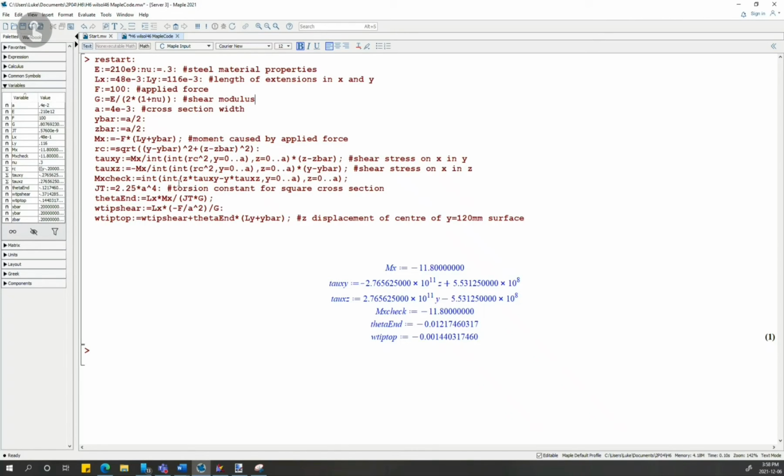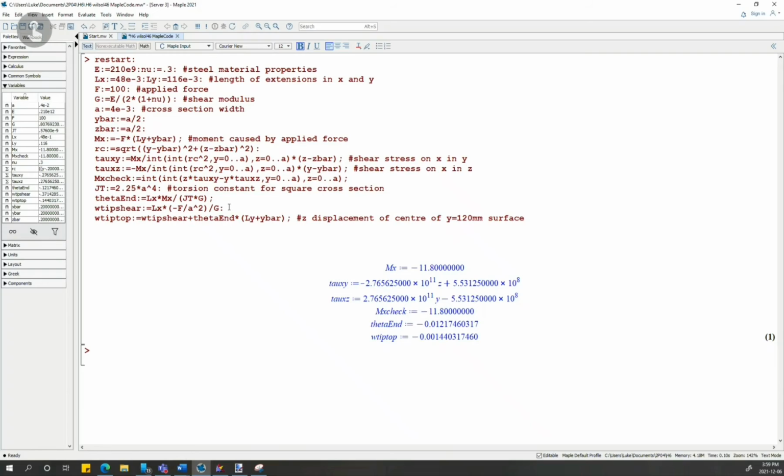values. Then we have the torsional constant, which for a square cross section is found from the formula in the notes. And then we have the angle that the end of the x extension twists through, which is the length to the centroid at the end of the x extension times the moment over the torsional constant times the shear modulus. And we have the z displacement due to shear at the end of the y extension, which is given by this formula.